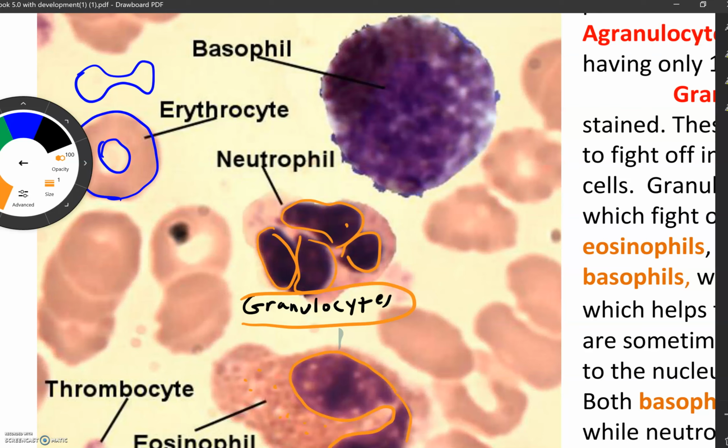It's really 4 lobes. The basophil, look how big it is, actually has a bilobed nucleus as well. But it's obscured by these blue granules. So basophils are blue. Neutrophils are purple.